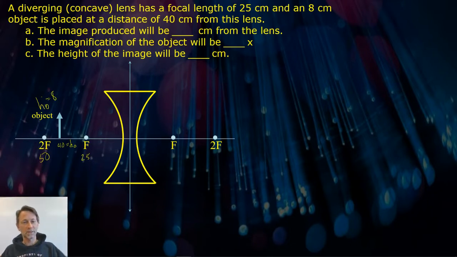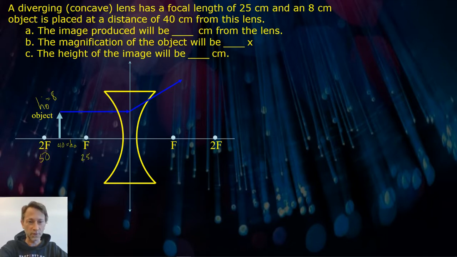So, ray diagrams. The first ray goes parallel and then through a focal point. And what does a diverging lens do? It pushes it away from this left focal point. So that's why this one goes up that way instead of down through the right focal point.